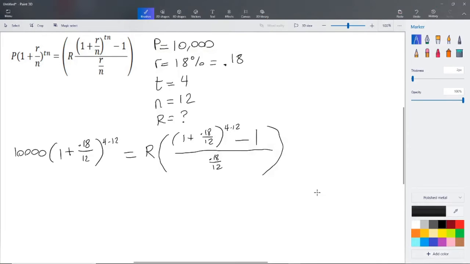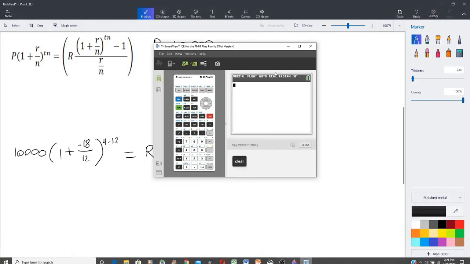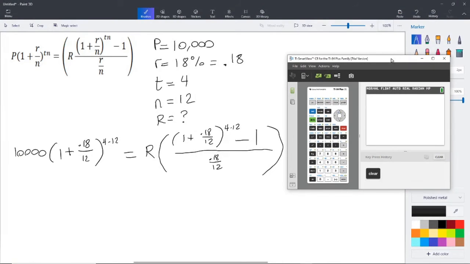All right, let's bring up our calculator and calculate. Once again, we start in the inner parenthesis here, as in 0.18 divided by 12. So 0.18 divided by 12. Enter. Okay, plus 1. Enter. Raised to the power of 4 times 12. Enter. So right now what we've got is this entire smaller parenthesis here next to R.